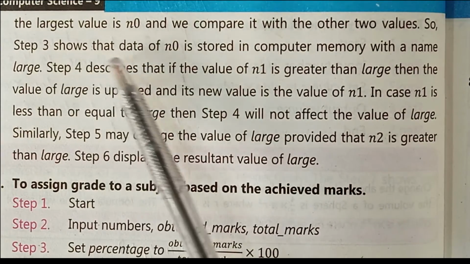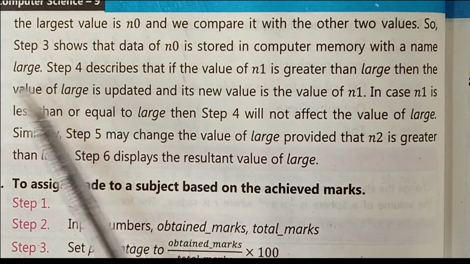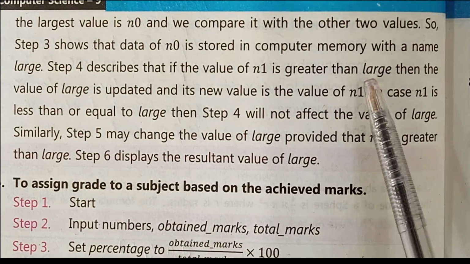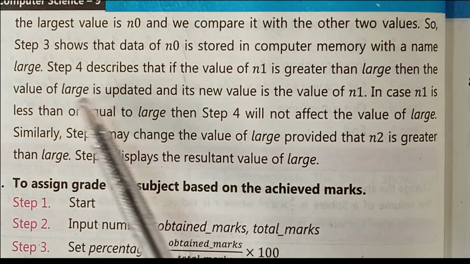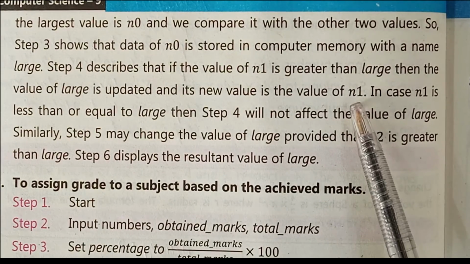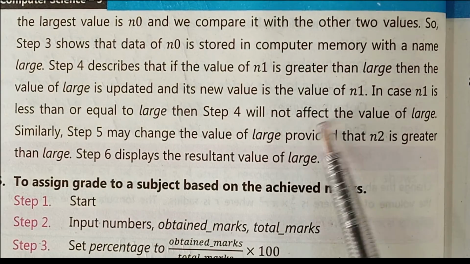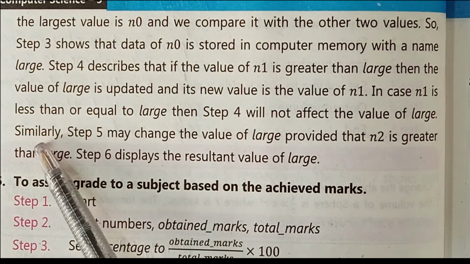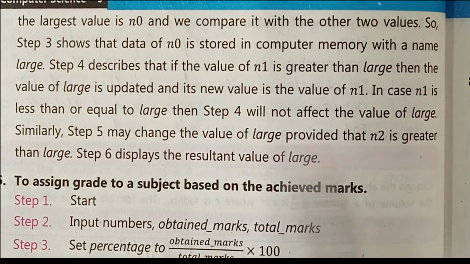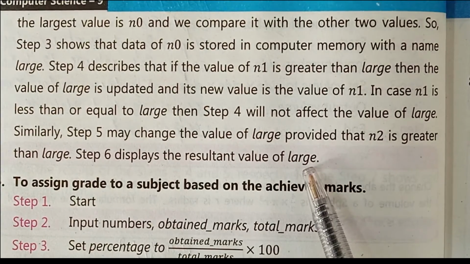So, step 3 shows that data of n0 is stored in computer memory with the name large. Step 4 describes that if the value of n1 is greater than large, then the value of large is updated and its new value is the value of n1. In case n1 is less than or equal to large, then step 4 will not affect the value of large. Similarly, step 5 may change the value of large provided that n2 is greater than large. Step 6 displays the resultant value of large.